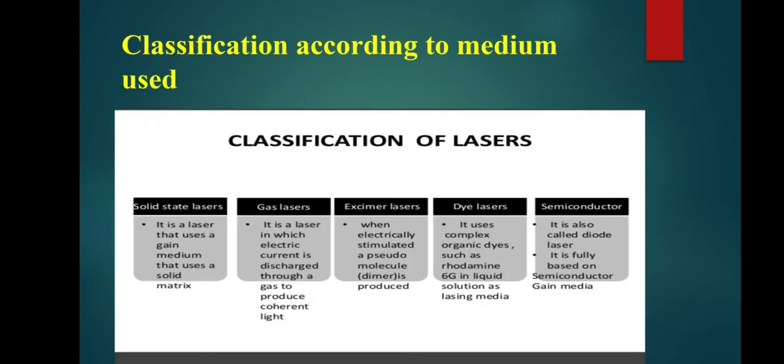Classification according to the medium used. Solid-state lasers have lasing material dispersed in solid matrix. Example, the ruby or neodymium YAG lasers. Gas lasers. Helium and helium neon are the most common gas lasers, which have primary output of visible red light. Excimer lasers use reactive gases such as chlorine and fluorine mixed with inert gases such as argon. When electrically stimulated, a pseudomolecule or dimer is produced.